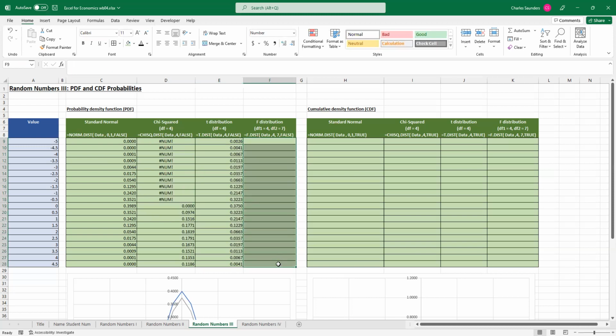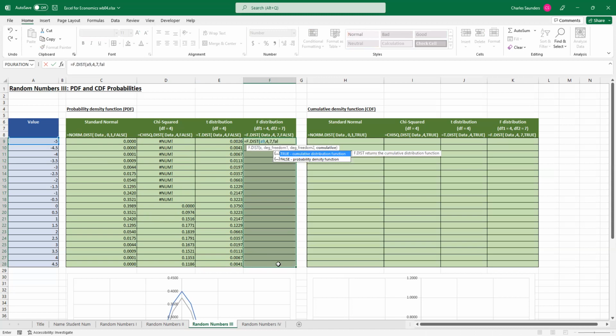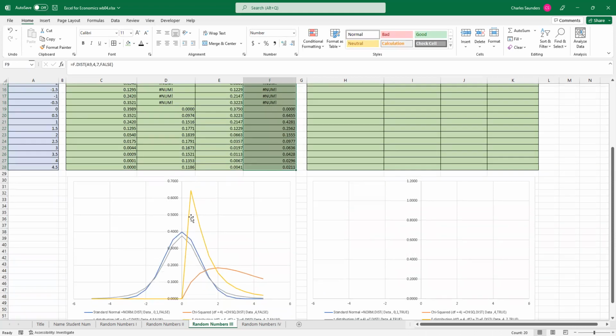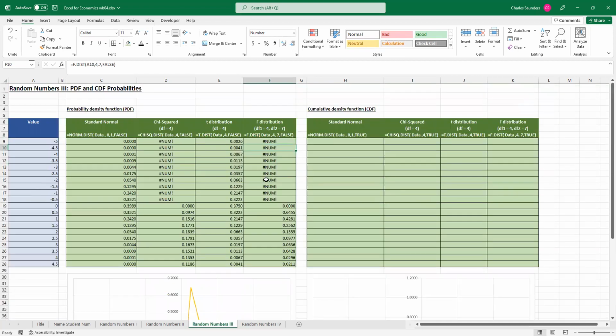The F distribution, A9 again, degrees of freedom are 4, 7, and we want this to be the PDF. And here we can see that it's very sharp, very close, but it also has a longer tail, and it also doesn't make sense to have a negative value as an input.